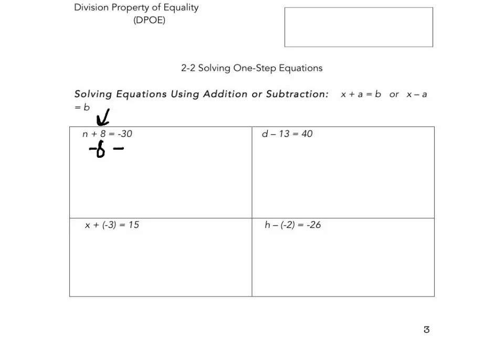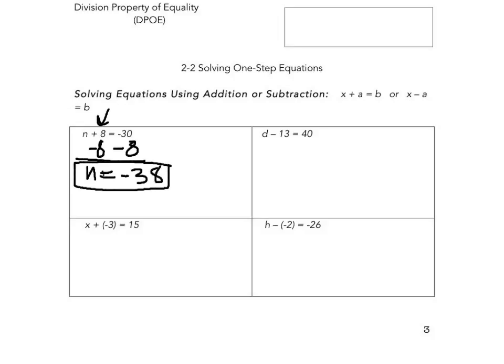So I need to subtract 8 from both sides, and in doing so, n plus 8 minus 8, the 8 minus 8 cancel each other out, give you 0, so you're left with n. And then negative 30 minus 8, that's the same thing as negative 30 plus negative 8, would give you negative 38.